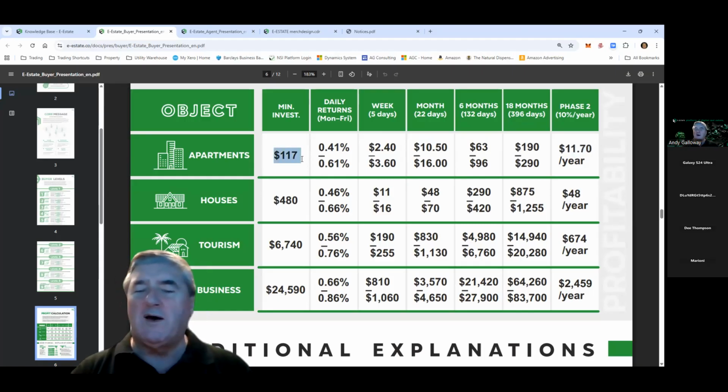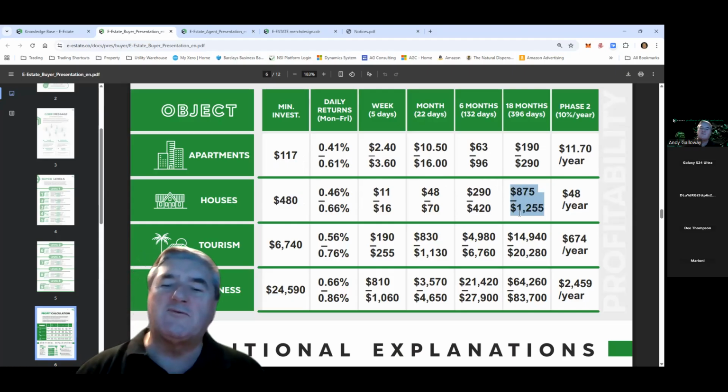If you put in 11,700, then multiply everything out by 100. And similarly, houses cost this much, and you get this much in 18 months. So you can see you put in 480, and in the 18-month period, you get between 875 and 1,255. So let's take an average of that. That's going to be 1,050. So you've got more than double your money back.